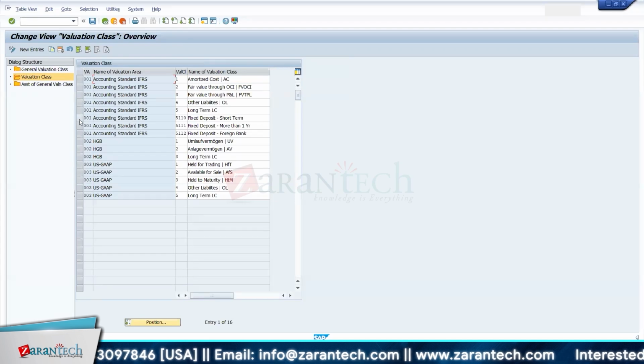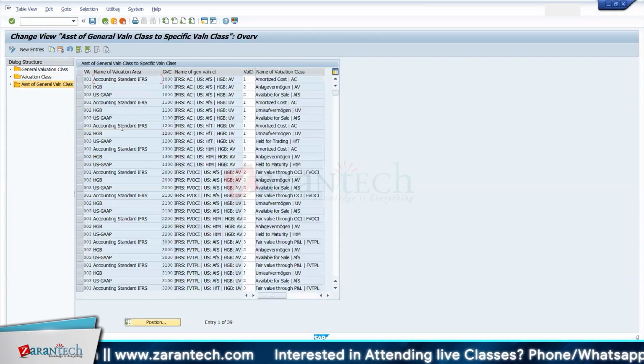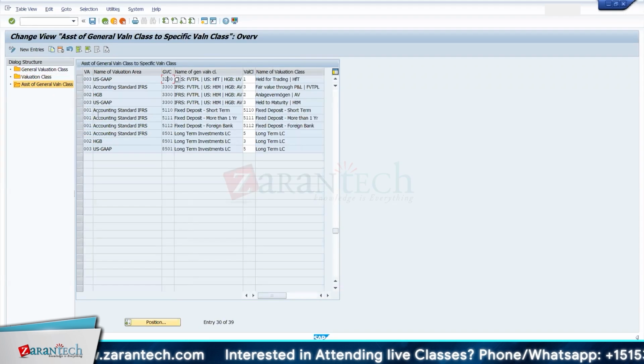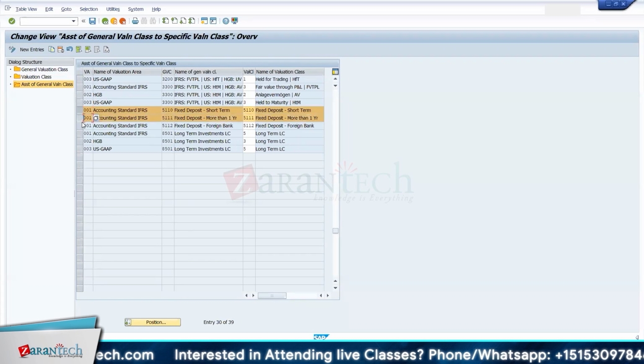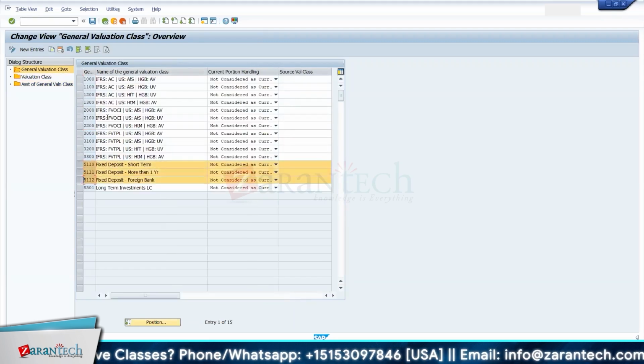So here you can see in the valuation class also I have created this same valuation class, what GL account I need for the accounting purpose. And here I have also linked the valuation area with general valuation and valuation classes. Now the next step. So what is the difference between general valuation class and valuation class?